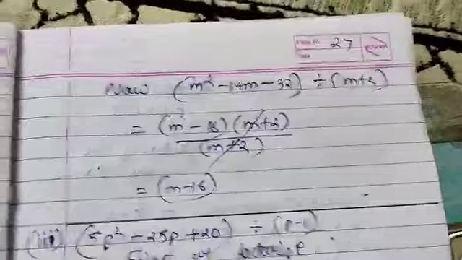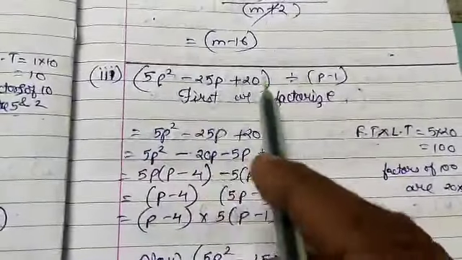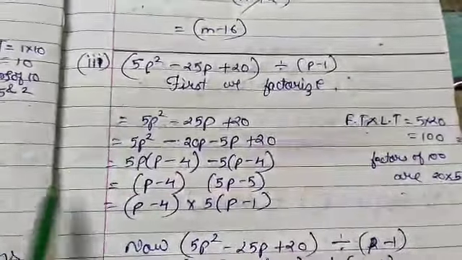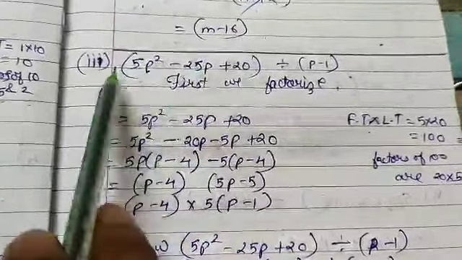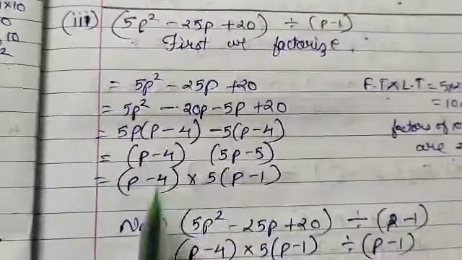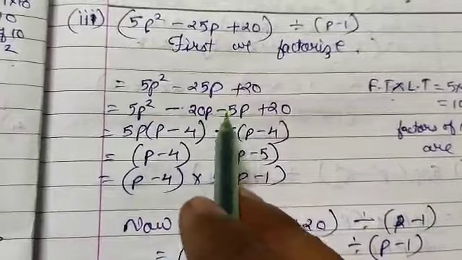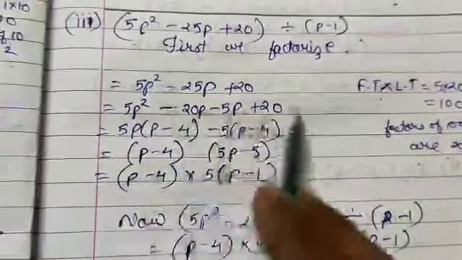m minus 16. Now the next is 5p square minus 25p plus 20, now divided by p minus 1. The first term into last term, that is 5 times 20 is 100, and the factors of 100 that give 25. If we see, in place of negative 25, write down negative 20 and negative 5, that is minus 20 minus 5 gives minus 25. Now the rest of the value as it is.